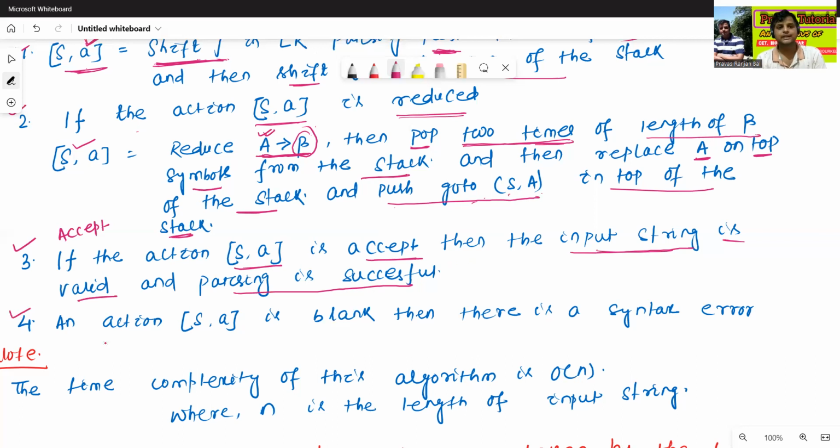What is the fourth action? An action S to A is blank. If the action S to A is blank, then there is a syntax error. So generally there are 4 actions.